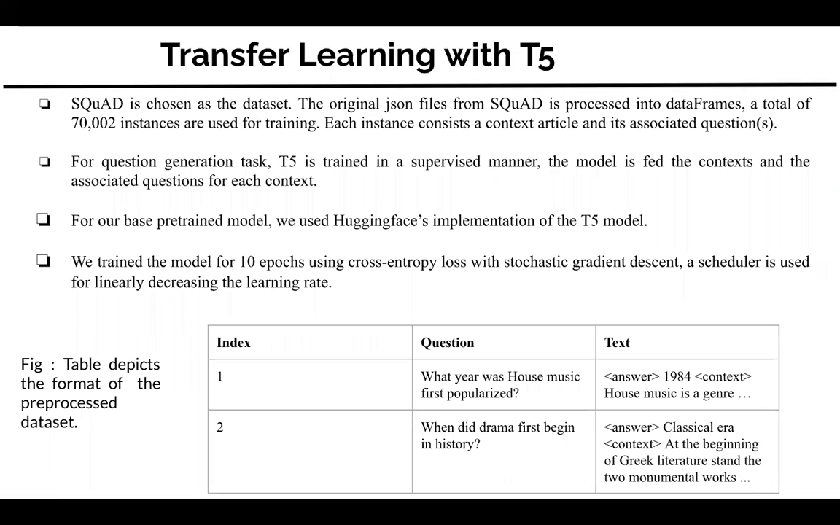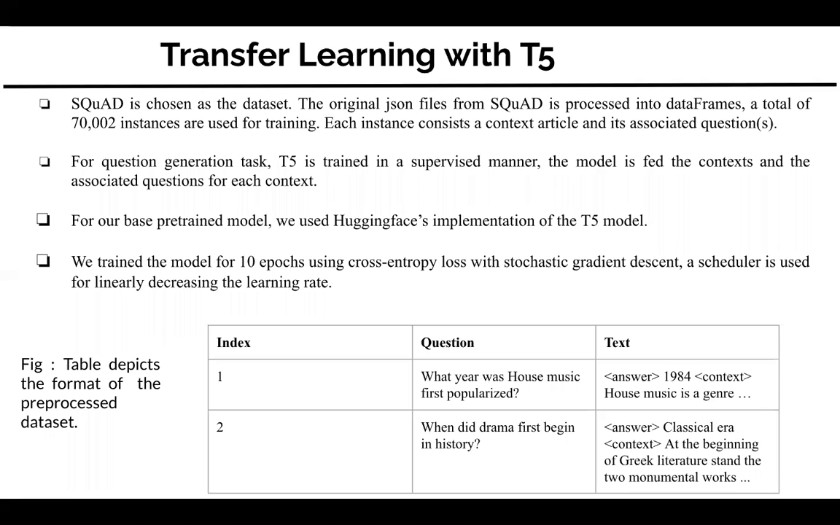And to train the T5 transformer, we chose the Stanford Question Answering Dataset. The original JSON file from the dataset is processed into data frames. A total of 70,000 instances are used for training, and each instance consists of a context article and its associated questions.